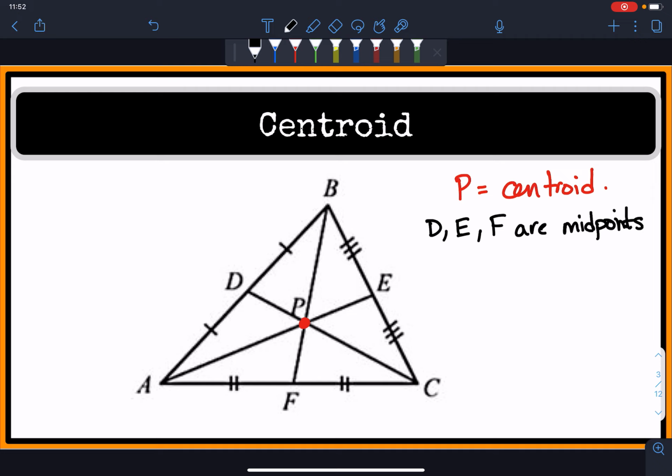The interesting part about having this centroid is that the medians are cut into two sections, and the distance from the centroid to the respective midpoints is equal to 1/3 the length of the actual median. In other words, the distance from P to E is equal to 1/3 the distance from point A to point E, which is the median. So the distance from the centroid to the midpoint is 1/3 of the length of the whole median.